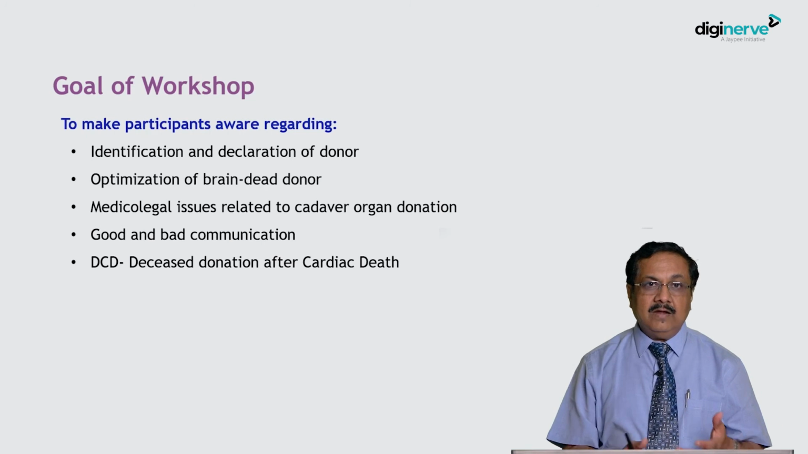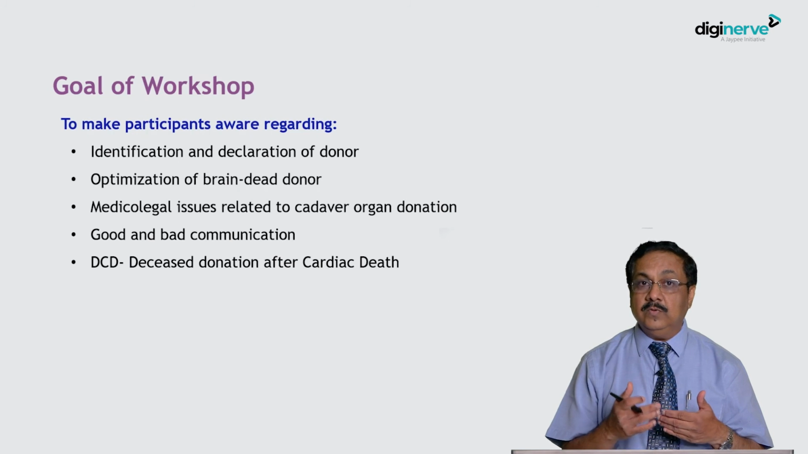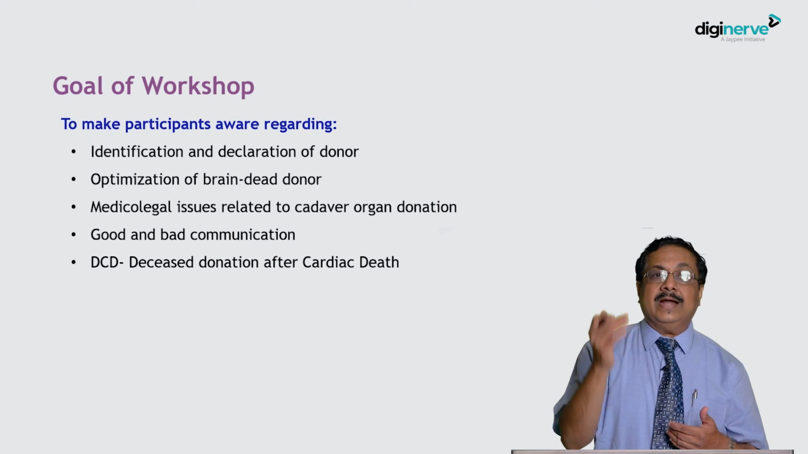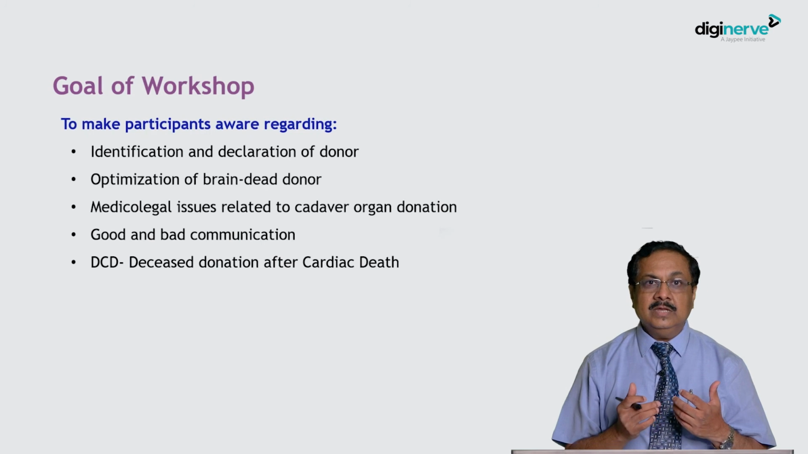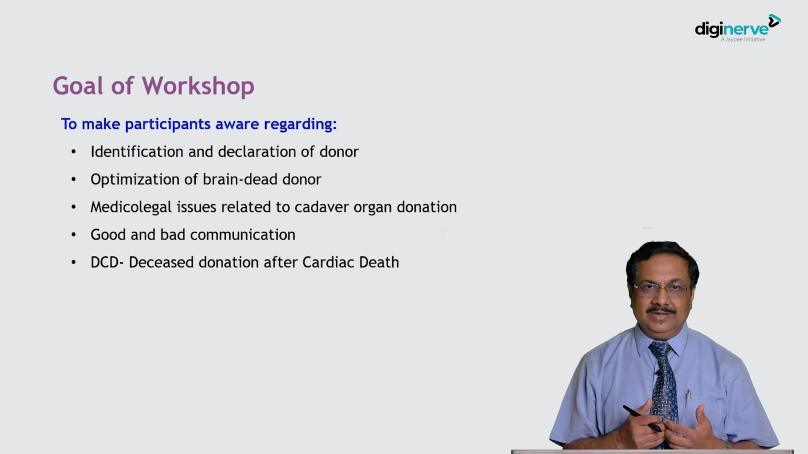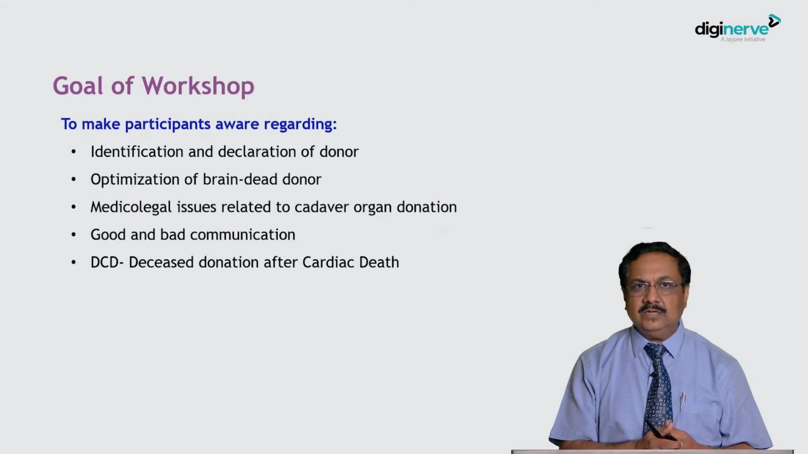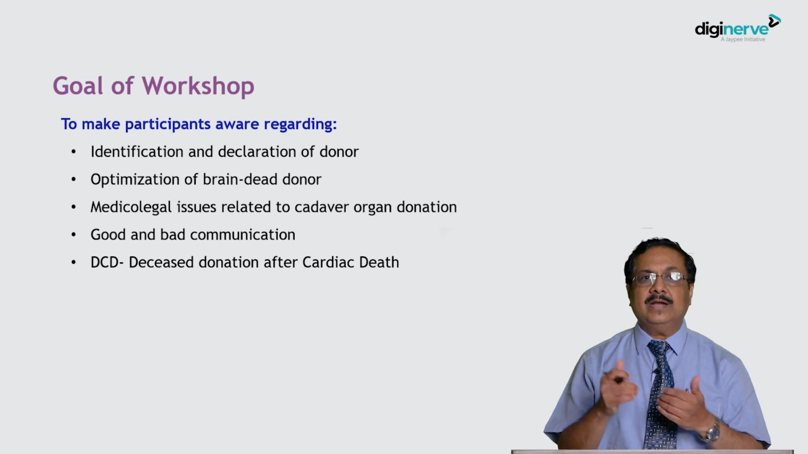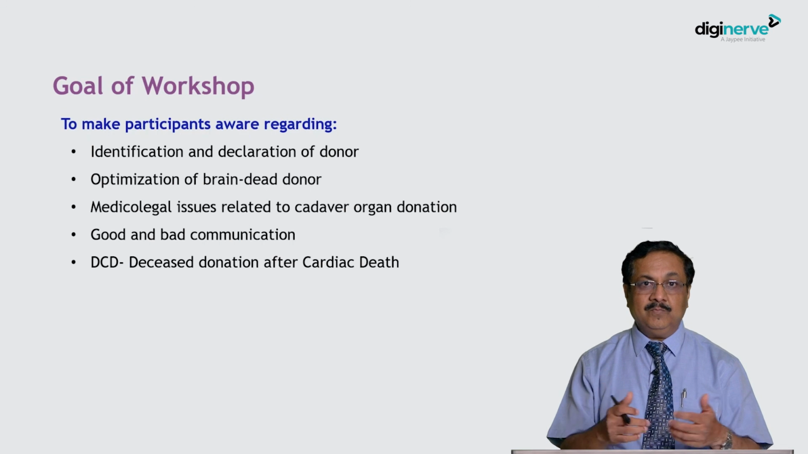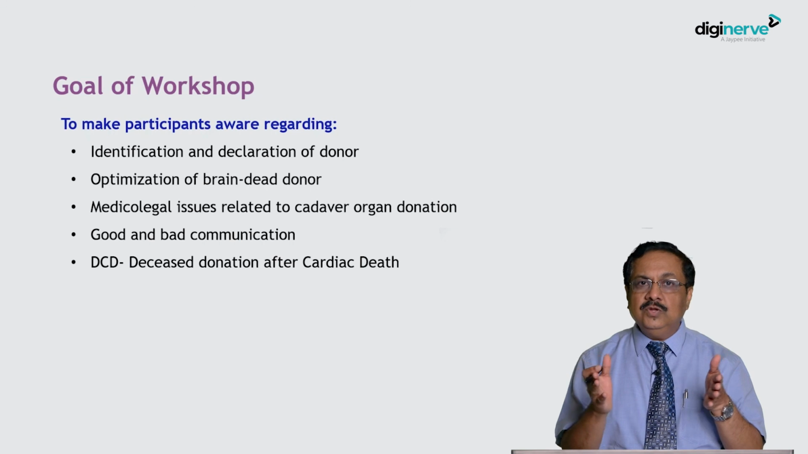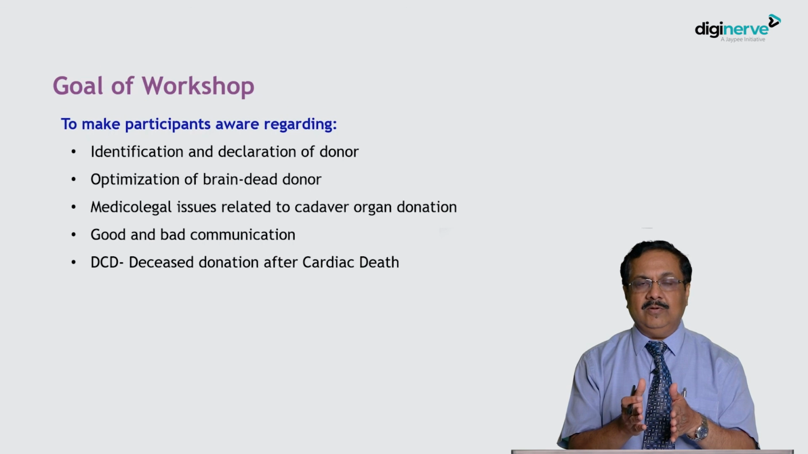We are trying hard with the brain dead donor, but now we need to develop the concept of donation after cardiac death. That is DCD. That means even if the patient is not brain dead, if the patient is terminally ill, and if the families are willing, there are various indications for that. So one needs to develop the concept of donation after cardiac death. That is the next step. That is the future of organ donation. That may help to reduce that gap between the need and availability.